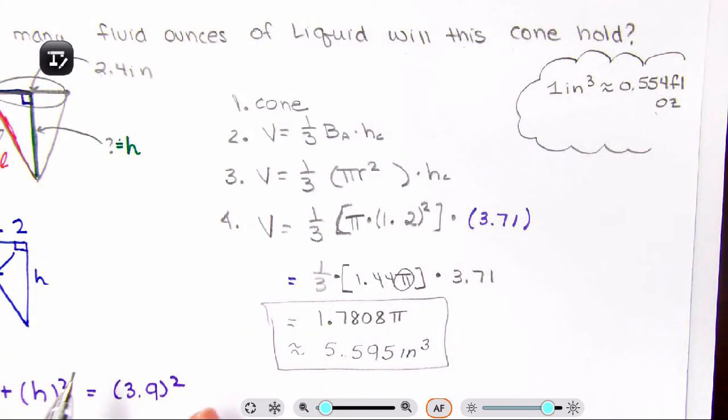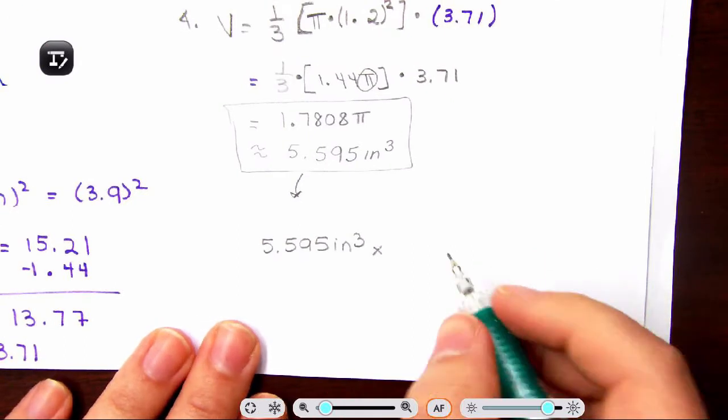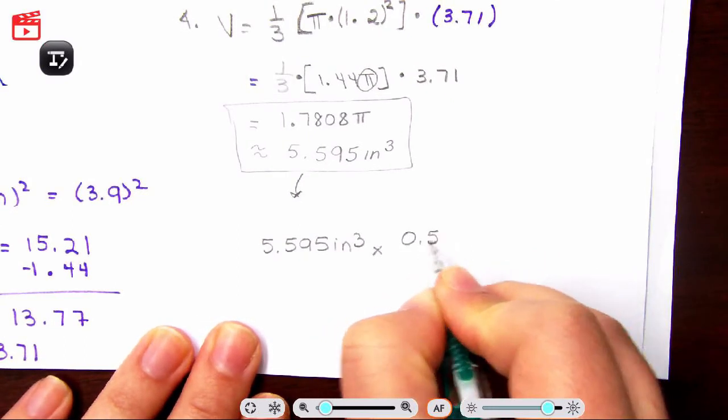All right, so this is part one. We're not done, so we need to convert. So I'm going to use the rounded 5.595 inches cubed. I'm going to multiply that by my conversion rate. So whatever I want, so I want fluid ounces, that goes on top.